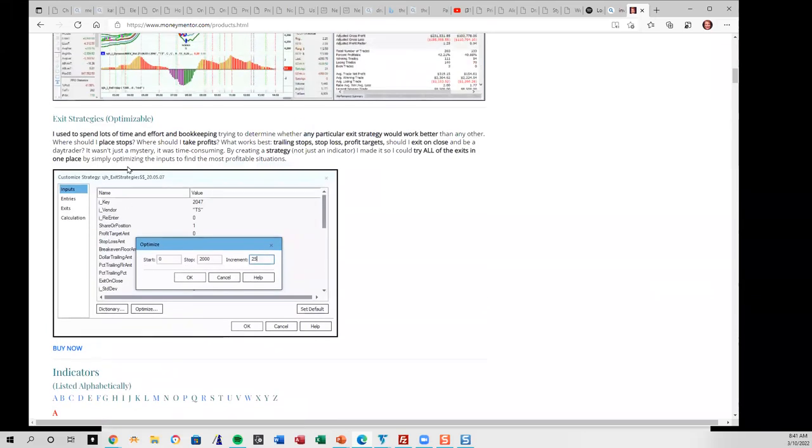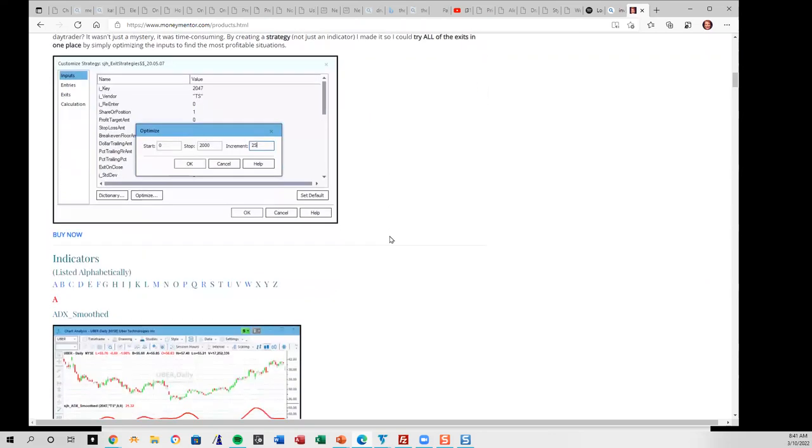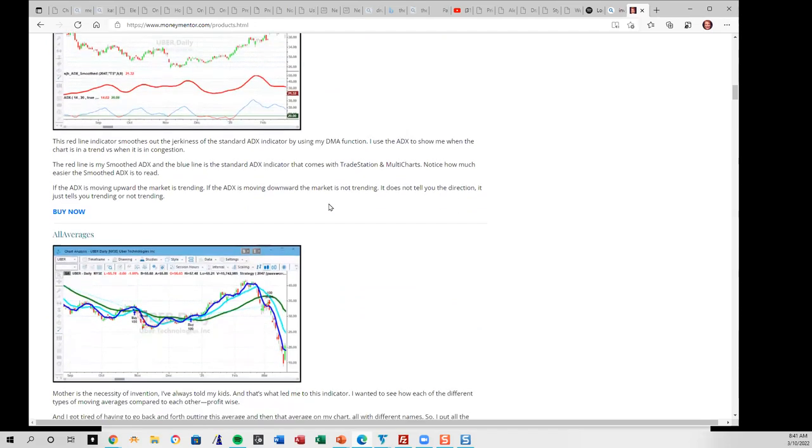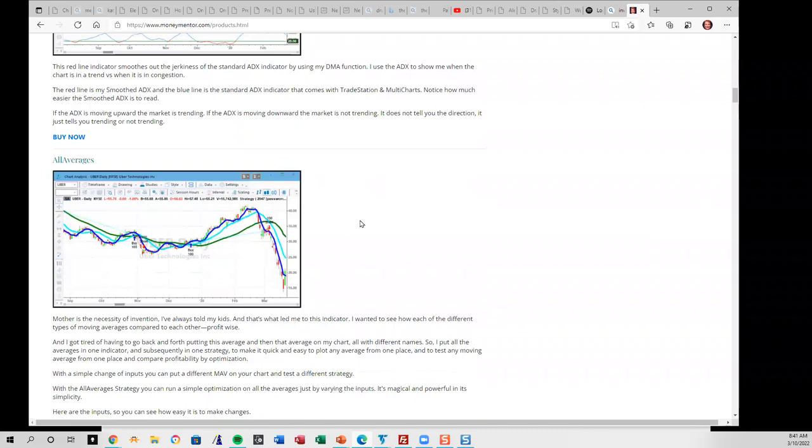I have exit strategies. You can optimize them. So if you want to know if you should take profits or place stops or use trailing stops or profit targets or exits, all of these exits and lots more are available in this optimizable indicator or strategy. So I've smoothed the ADX with my smoothing function. You can see the standard ADX on the bottom, and the smooth one is much easier to read. I have a strategy and an indicator called all averages. So you can try all the averages in one place, optimize that, find which average works best.